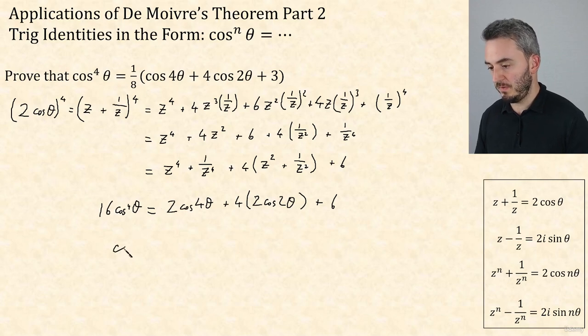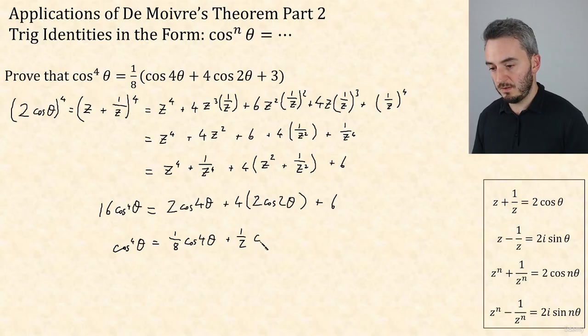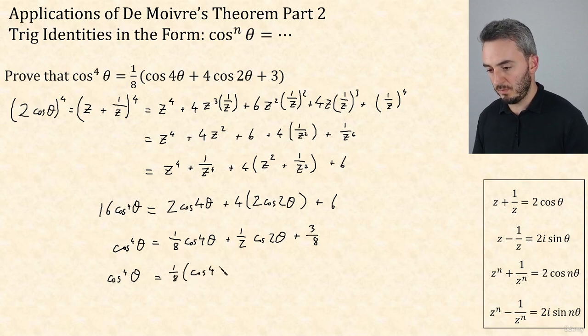So what is cos to the 4 theta? I just have to divide through by 16. Now when I divide through by 16, I have 1/8 cos 4 theta. When I divide this, well, I had 4 times 2 is 8, divided by 16 is a half. So half cos 2 theta, and then 6 over 16 is 3/8. And all we need to do to have it in this form is pull out 1/8. So cos to the 4 theta is 1/8 times (cos 4 theta plus 4 cos 2 theta plus 3).